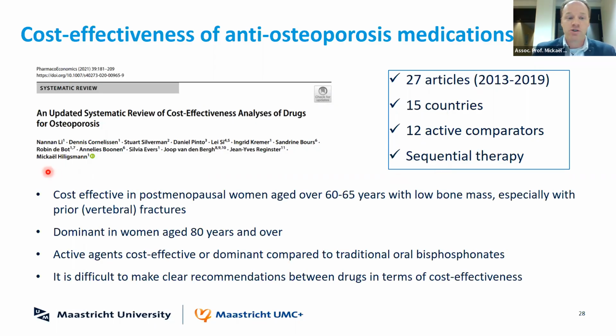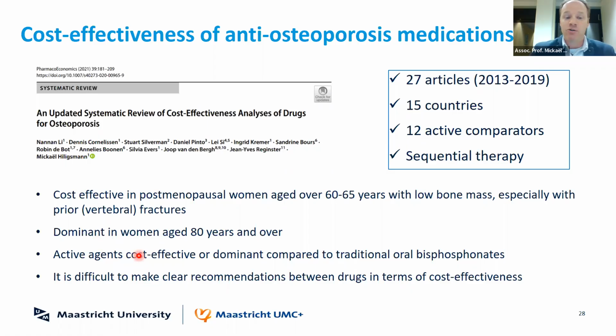First, anti-osteoporosis medication are cost-effective in women in most studies in women aged over 60 to 65 years with low bone mass, and especially women with previous fracture. We also observe a dominance in women aged 80 years and over. As explained before, dominance means that the saved costs due to the effectiveness on fracture are higher than the cost of treatment.